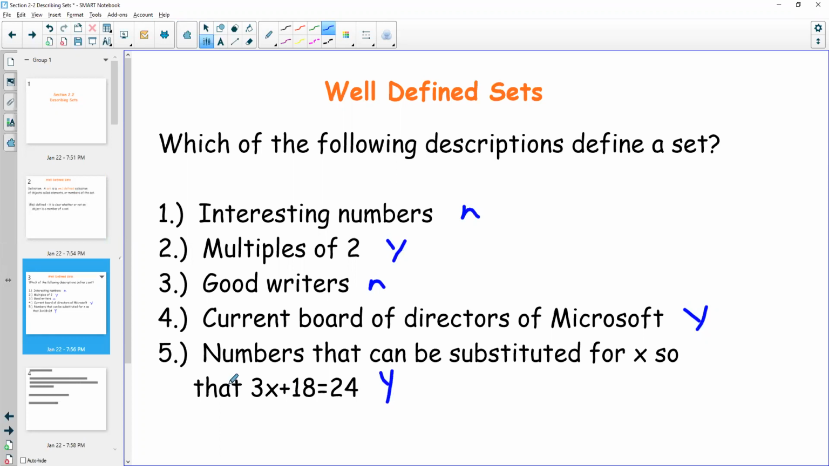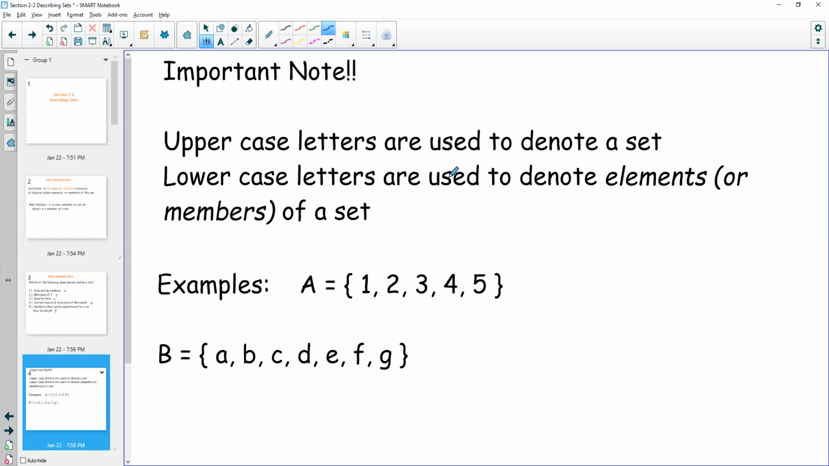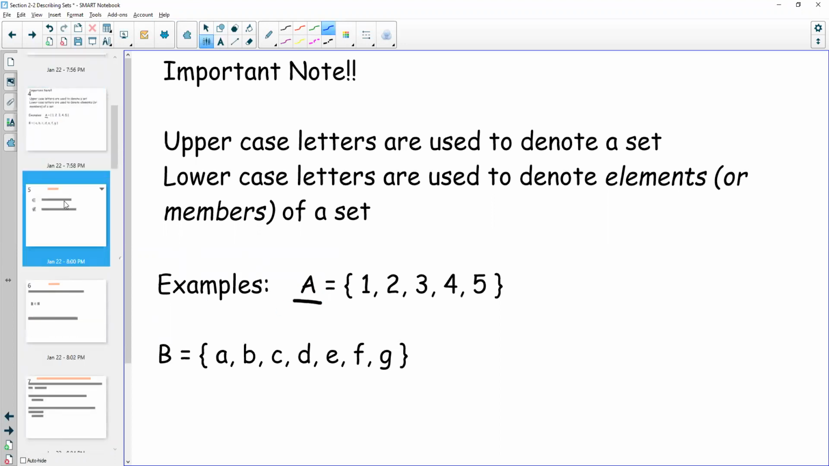All right, one important note here. When we talk in this section, uppercase letters are used to name a set, like set A. Lowercase letters are always going to be elements of the set, members, things inside of it. So you might have numbers, you might have letters, but if you see a capital letter, it's the name of a set, a group. If you see a lowercase letter, it's more than likely inside.